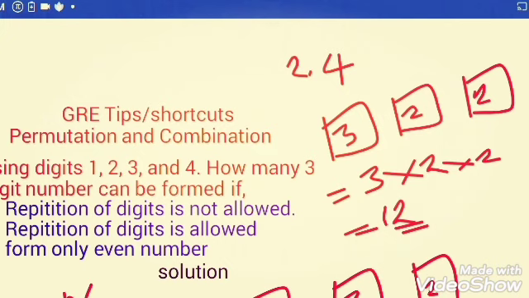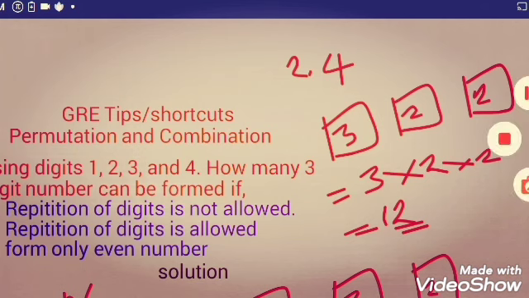Alright, in my next video I'm going to pick another example a bit different from this one and show you how to solve that.